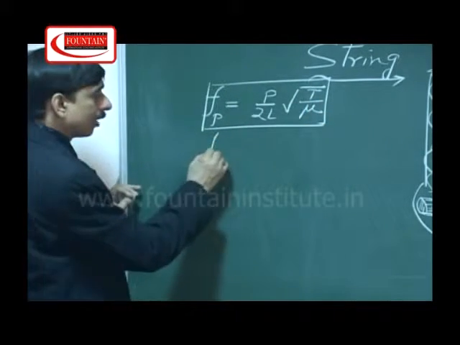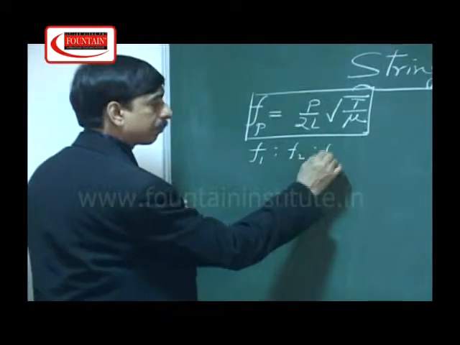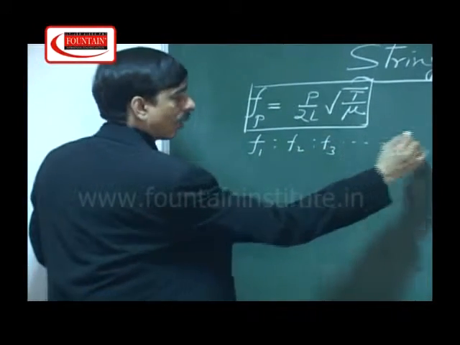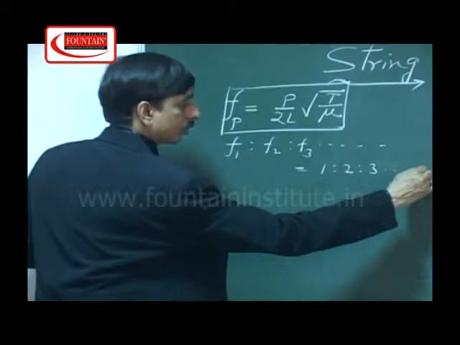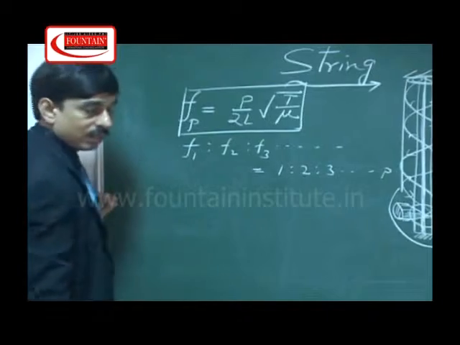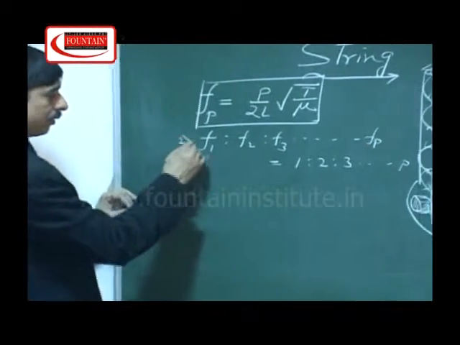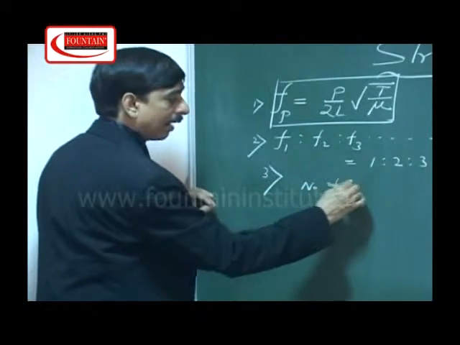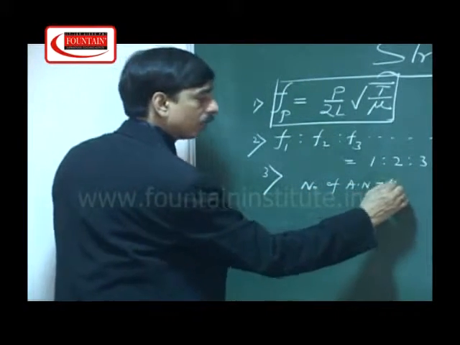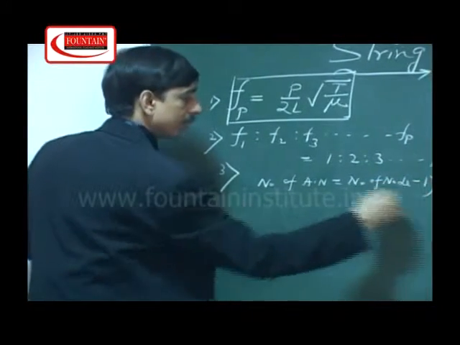And another thing we are getting, the frequency ratio f1 is to f2 is to f3 as long as you go is 1:2:3 as long as you go. Interestingly, another thing we are getting is that the number of antinodes is equal to the number of nodes minus 1.